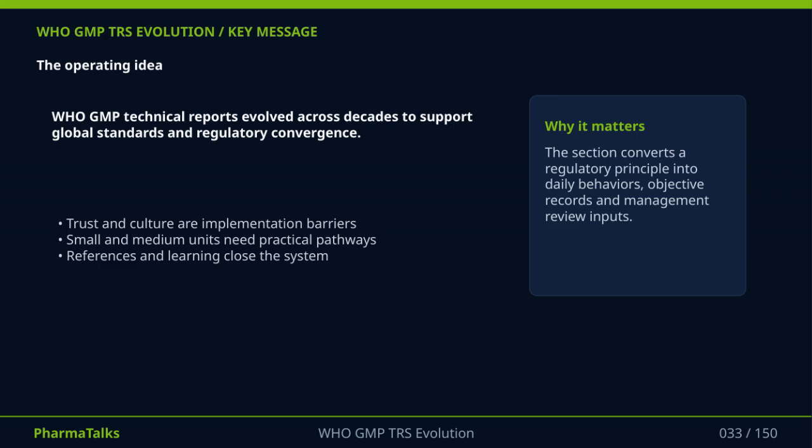However, there are some key challenges in implementation, notably trust and culture, which can act as significant barriers. Additionally, small and medium-sized units often require practical, feasible pathways to comply effectively. By providing clear references and continuous learning opportunities, the system becomes more cohesive and easier to navigate.